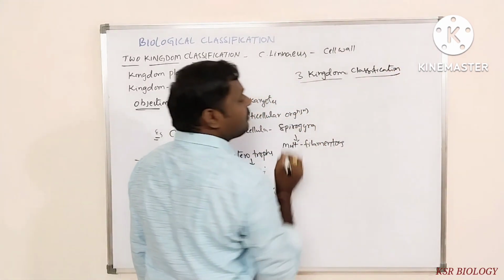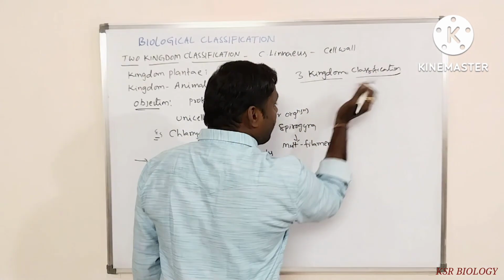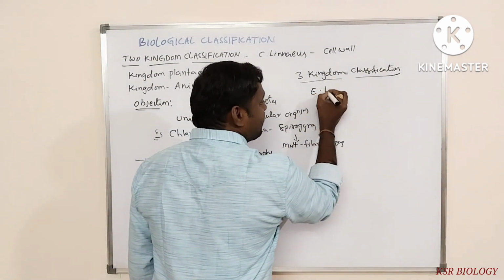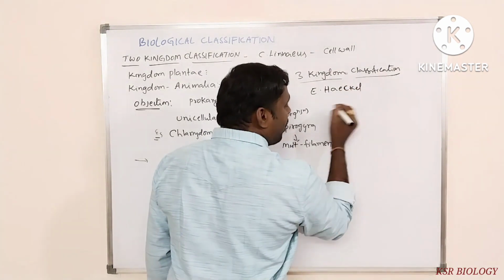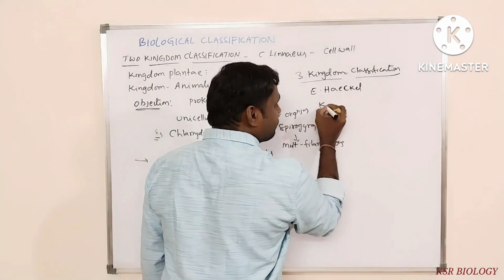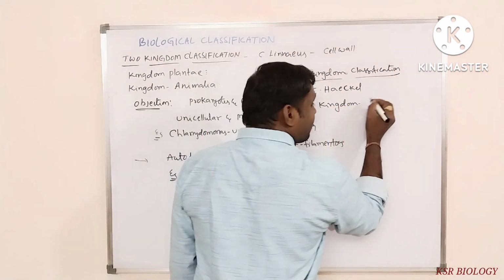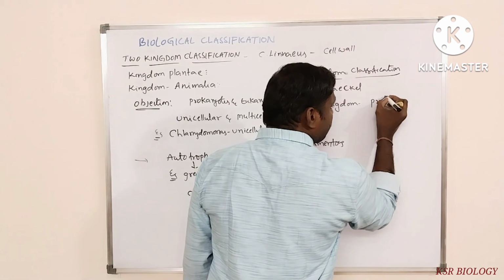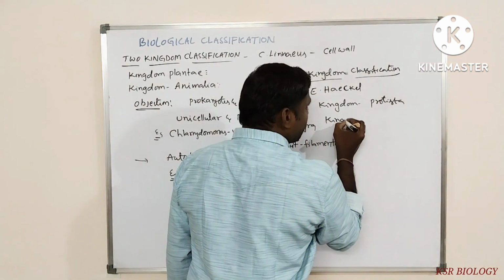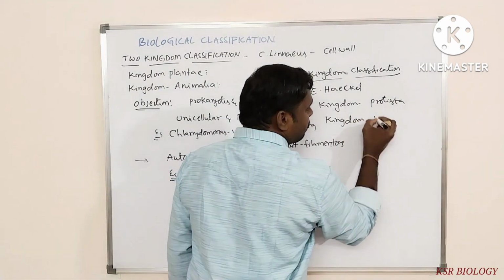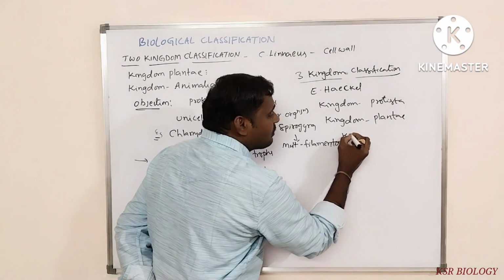So what is this three kingdom classification? Who proposed this three kingdom classification? The great three kingdom classification was proposed by Ernest Haeckel. According to him, the three kingdoms are kingdom Protista, kingdom Plantae, and kingdom Animalia.